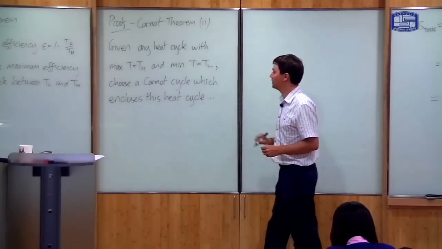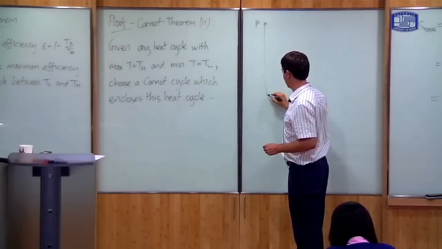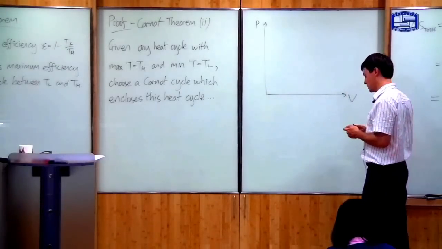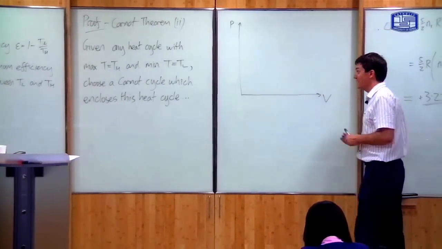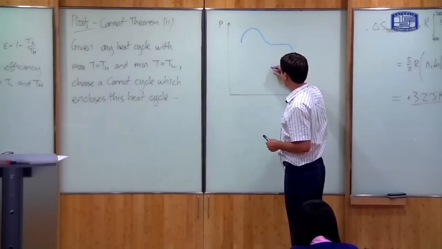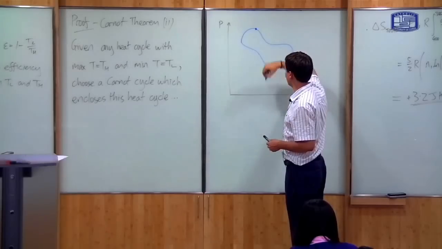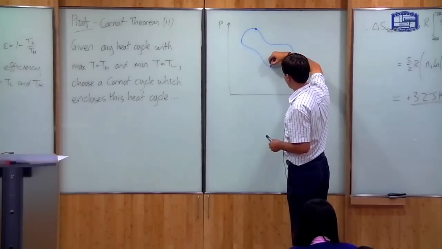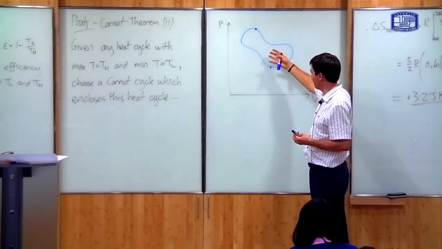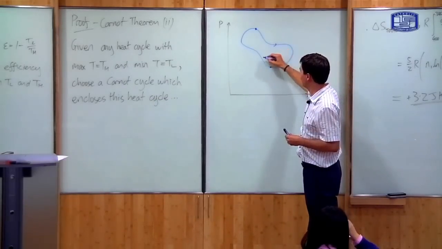Okay, this is most easily explained by a picture, I think. So we can draw on a pressure volume diagram. You give me any cycle you like. Okay, it can have lots of bumps in and things, it doesn't matter. The only thing that matters is it has a maximum temperature somewhere here of TH, and it has a minimum temperature somewhere down here of TL. This is a representation of any given heat cycle. So it must have some cycle like this.